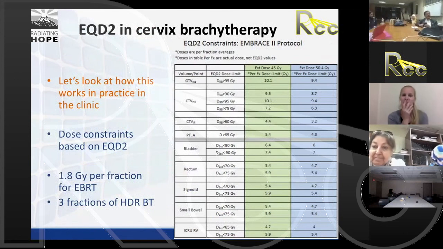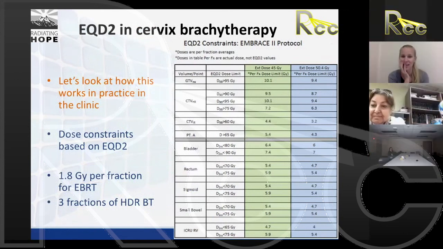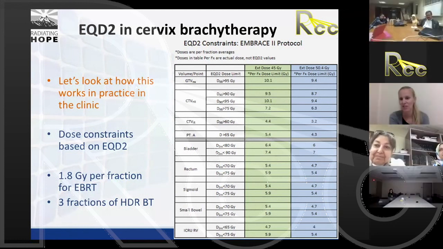Okay, so if we look at how this works in practice in the clinic, we have these dose constraints. I think these have been sent to you guys before. The dose constraints that we use are based on our EQD2 values. These constraints come from the EMBRACE-2 protocol. The EMBRACE study has been led by a group in Europe, and it's been going for quite a while.